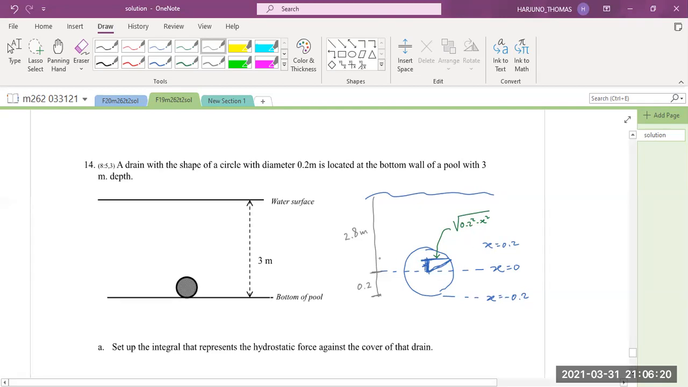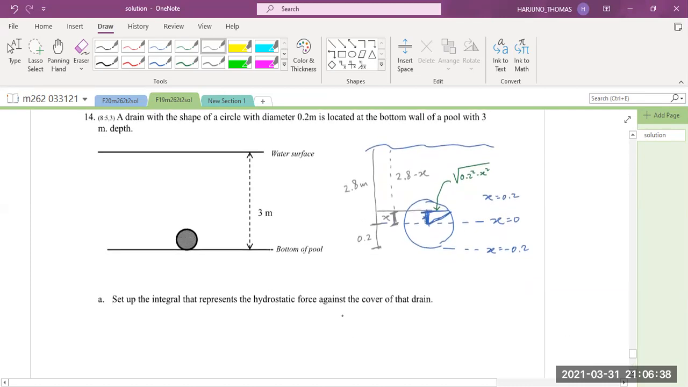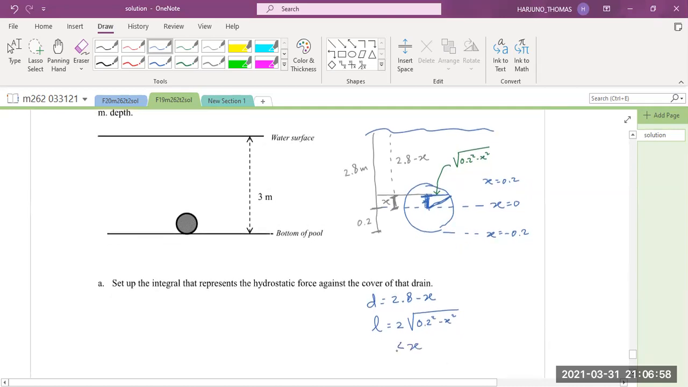Okay, now if this is x, then this will be 2.8 minus x, right? So with that reference line, the depth will be 2.8 minus x. The length will be twice of that square root thingy. And my x will be moving from negative 0.2 up to 0.2.